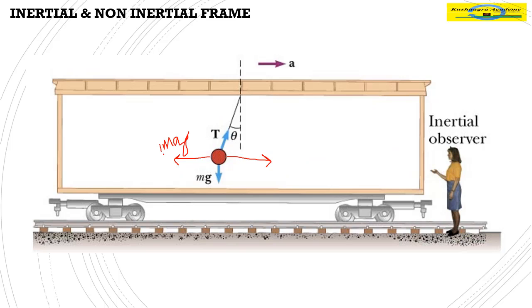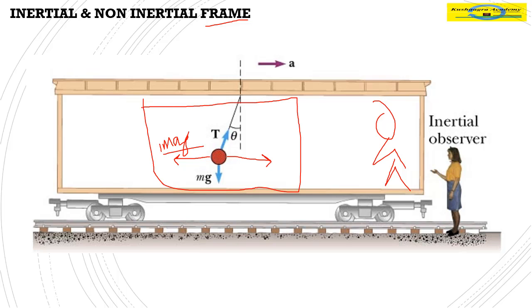This force we say to be imaginary in nature because we have added it ourselves. And why do we have to add it? Because of the change of reference or the change of frame. Earth is said to be an inertial frame, and if anything is accelerating with respect to Earth, and if we are observing from that reference, we have to add an imaginary force so that all the Newton laws are obeyed in this frame of reference.